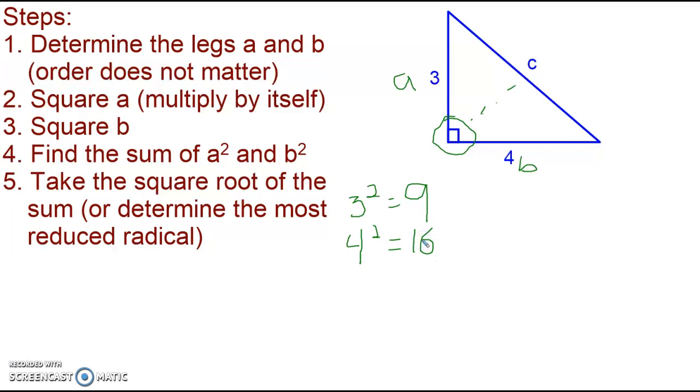Our next step is to find the sum. That means to add A squared and B squared. So I'm going to add 9 plus 16. And from there, I'm going to get 25.